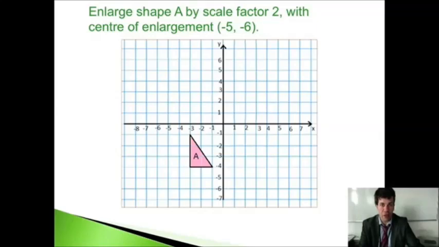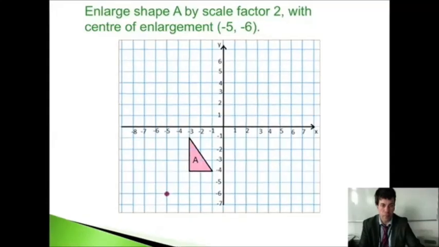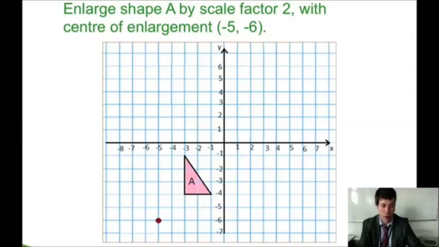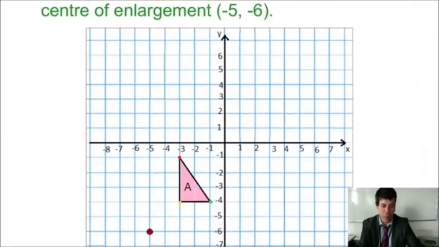Enlarge shape A by a scale factor 2 with centre of enlargement -5, -6. Well, the first thing that we want to do is mark in that centre of enlargement. There's the coordinate -5, -6. We then want to look at the 3 vertices of triangle A, and we want to compare the distances of each vertex to the centre of enlargement. It's these distances that we need to have the exact length of, as we're going to enlarge these lengths by scale factor 2.